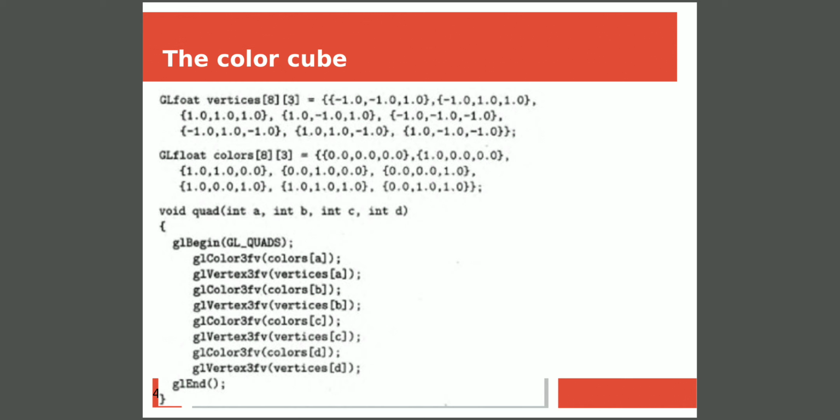Which is that array? It is colors of A. As you know, the value of A is 0 with respect to our example, so it is nothing but colors of 0. It means it needs to take the color present at the 0th index in the colors array. It is 0, 0, 0. That will be the color for the first vertex of a quadrilateral, where the first vertex of the quadrilateral is vertices of A, whose value is 0, that is vertices of 0. Vertices of 0 is nothing but the vertex present at the 0th index of the vertices array, that is minus 1.0, minus 1.0 and 1.0.